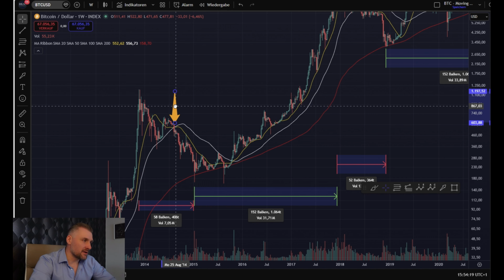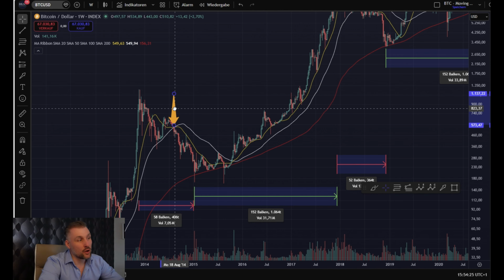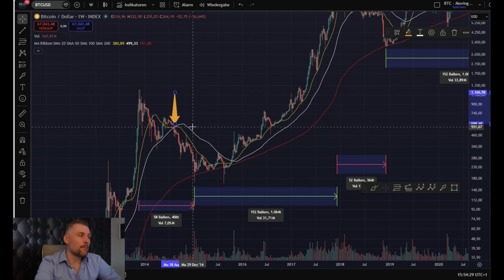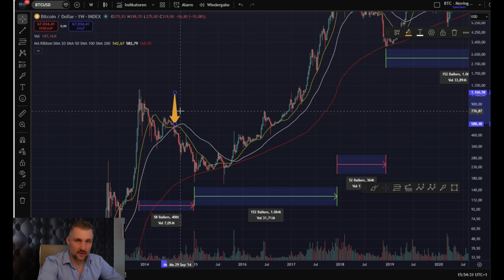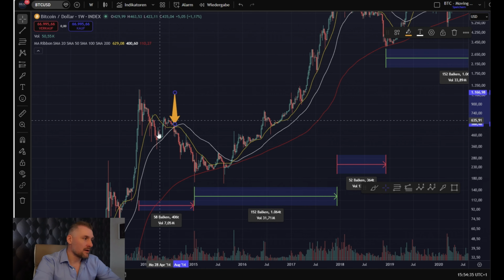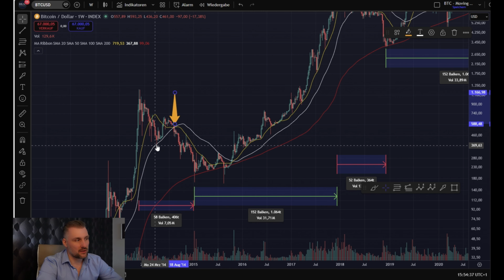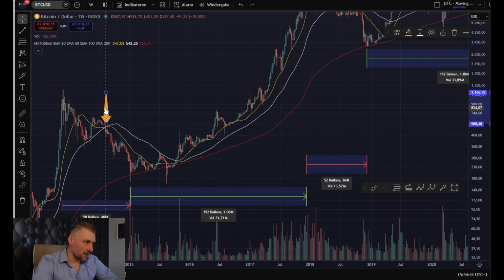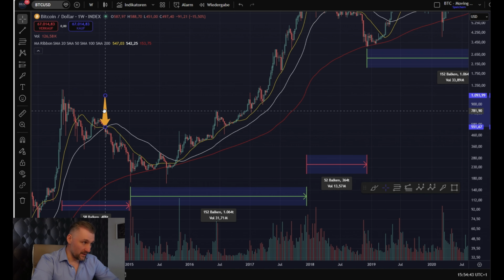When we check the white line, the 50-week moving average, each time Bitcoin is closing below this level, we got a first signal that we are entering the bear market or corrective phase. I'm not talking about the shadows here. I want to point out that we need a clear close below that line, like a candle here.